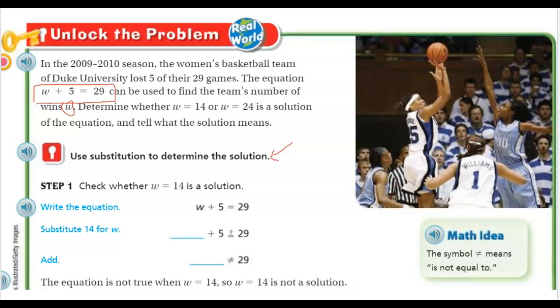In step 1, we'll check whether W equals 14 is a solution. Our first step is to always write out the equation, then substitute 14 for W. Then add, so 14 plus 5, of course, is 19. So 19 does not equal 29. Therefore, the equation is not true when W equals 14. So W equals 14 is not a solution.